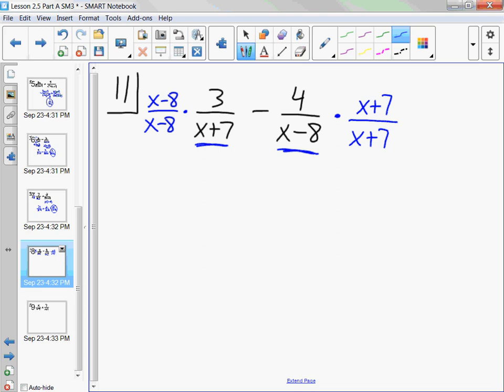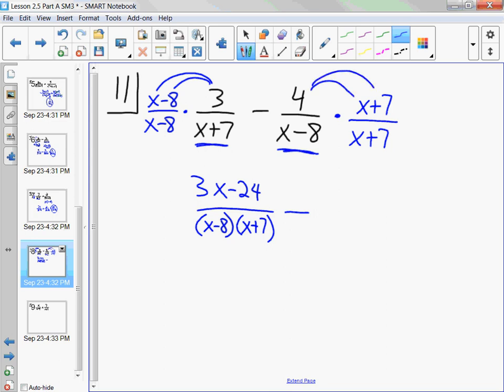So I'm going to distribute the 3 to both of these, and I'm going to get 3x minus 24 over the x minus 8 times x plus 7. I'm not going to multiply those together because we might need to have them factored at the end to see if anything cancels. Subtract, and over here I'm going to multiply that 4 by both of those terms. 4x plus 28 all over x minus 8 times x plus 7.